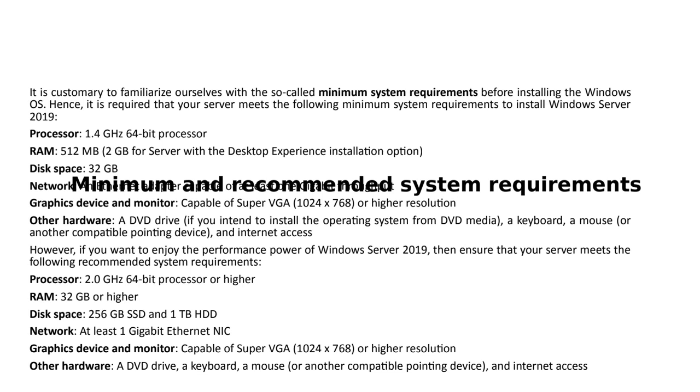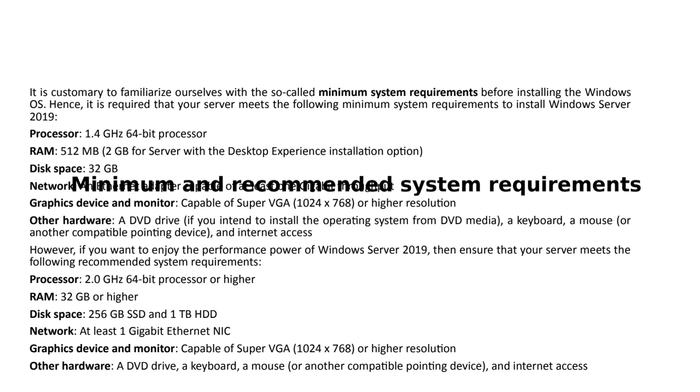But what is the recommended requirement? Can you look down? What is the processor, 32-bit or 64-bit? 64. That's it, Windows Server is only 64-bit. Okay. RAM. See the difference. Minimum 512 only, meaning it will be very, very slow.